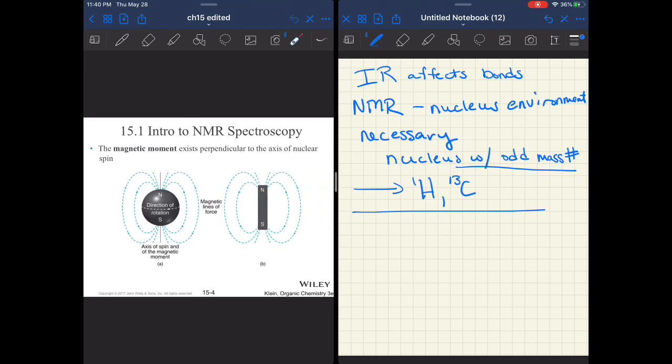Now, as we talk about a magnetic moment, let's look at this image here on slide 4. When you spin a charged particle, it is going to create a magnetic field when you have a nucleus that has a magnetic moment, and that magnetic field's very similar to what you see here with just your standard bar magnet. There's a north end and a south end, and that's going to be important as we look at the experimental design.